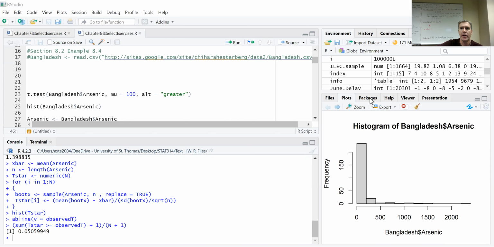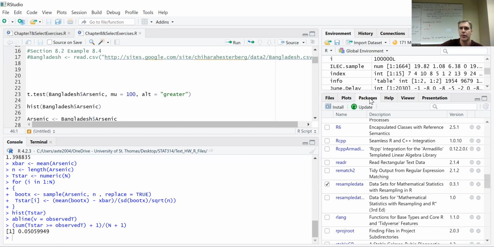Now, under packages, I've got the resample clicked off, which you need to remember to do. And I'm going down here to line 23. This is to do an actual t-test, not a bootstrap t-test, just a straight t-test. T-test, the Bangladesh data set, the arsenic column with a null hypothesis, mu equals 100, and the alternate hypothesis that mu is greater than 100.